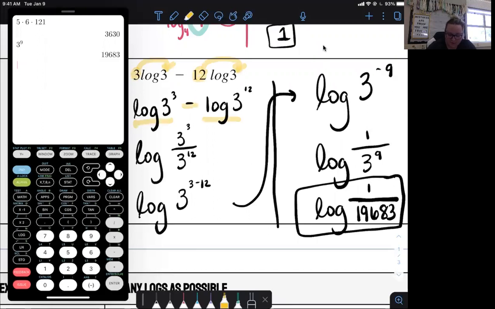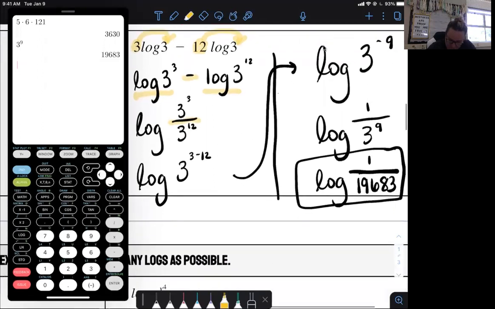So I combine those into one log where I divide 3 cubed over 3 to the 12. Bear with me. So I know that when I have the same bases with powers, I can subtract the exponents. So I have 3 to the 3 minus 12, which is 3 to the negative 9th. To make that exponent positive, I just put it over 1 and moved it to the denominator. So I have the log of 1 over 3 to the 9th.